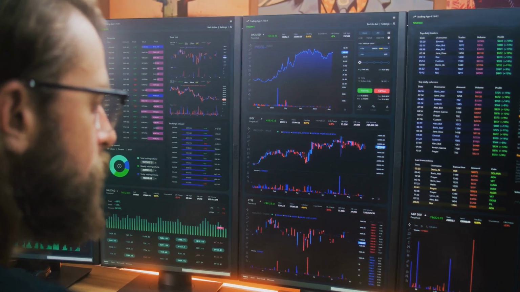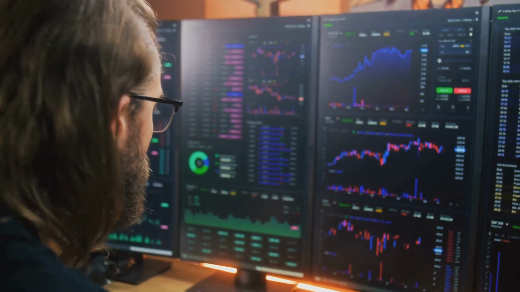Understanding these indicators can significantly enhance your analytical skills. They provide a valuable framework for navigating the complexities of the financial markets.